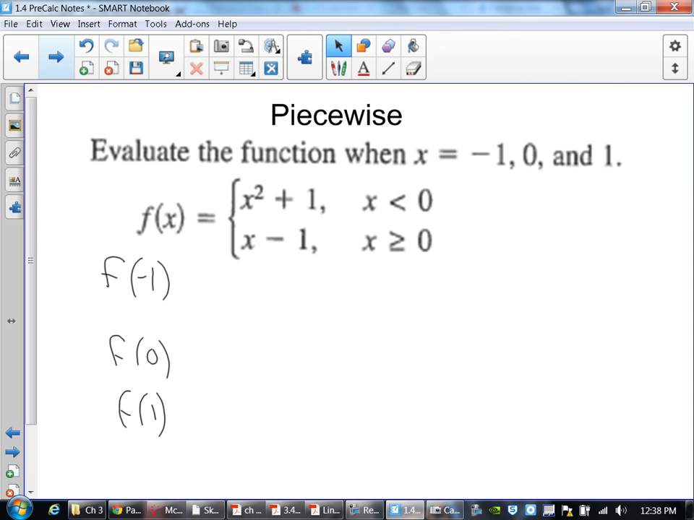Well, it depends on what domain you're putting in. These are domain restricted graphs. If you look at this graph, x squared plus 1, when x is less than 0, that's going to be going like this. When x is greater than 0, it's x minus 1, and it's just a linear function from here. So this is an open dot, and this is going like that. That's what that graph would look like. That's how you would graph that.